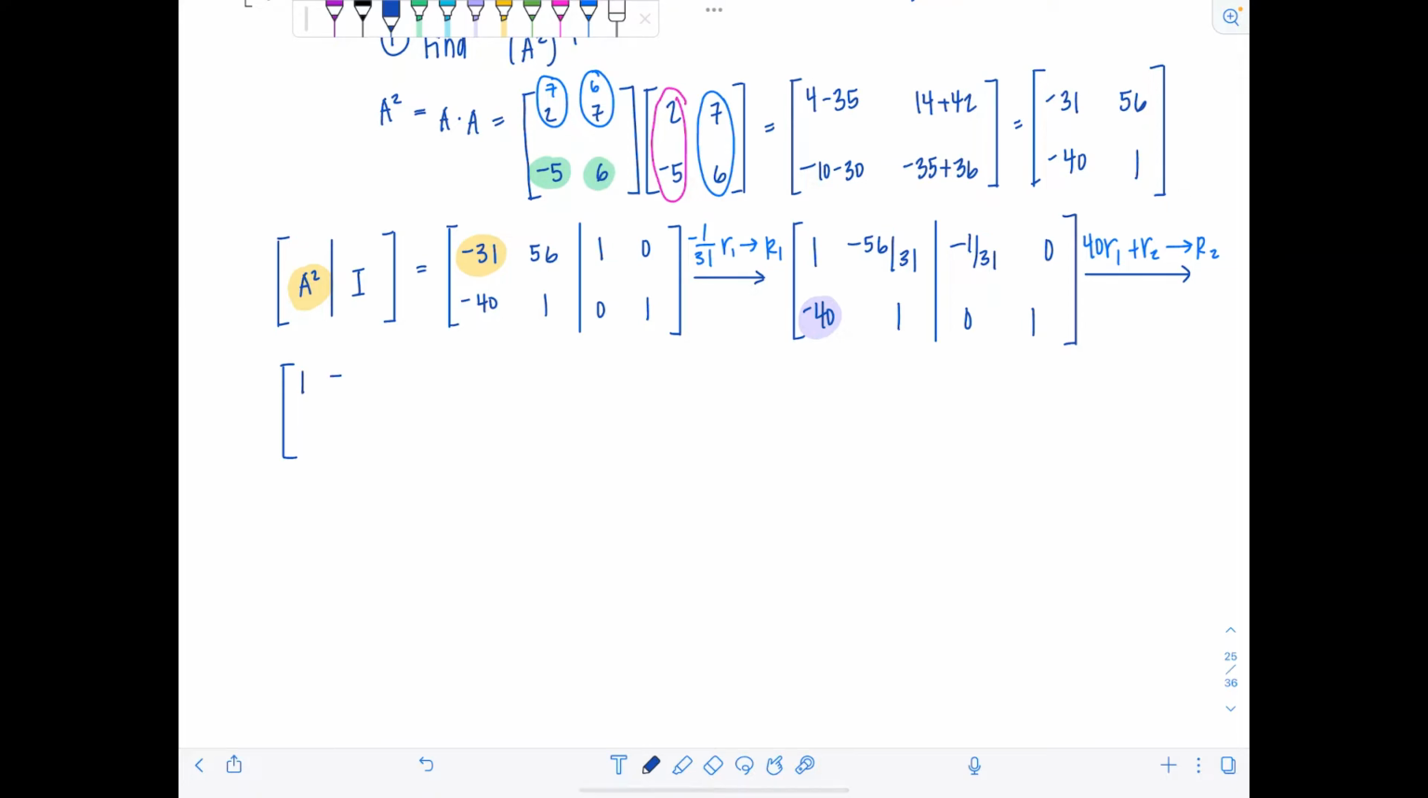This will be 1. This isn't changing. Remember, row 1 stays the same. Let's rewrite it first so we don't get carried away. Negative 1 over 31, 0. Okay, this is going to be a 0.